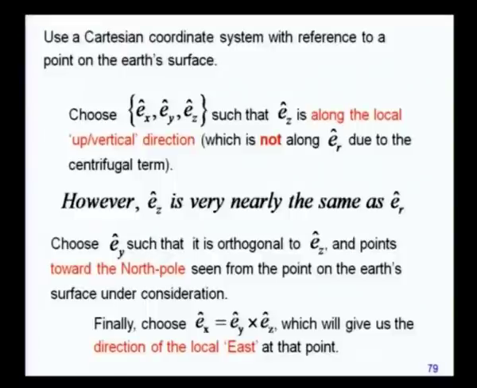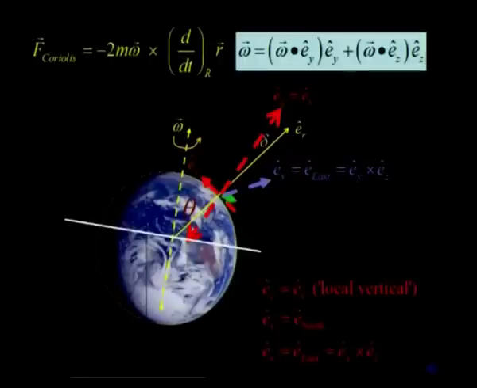Here our description of east is the cross product of Ey with Ez, because this cross product cannot point in other direction than the direction which is orthogonal to both Ey and Ez, and there is only one such direction, and this direction does not care where the sun is rising from on that given day. So, this is your direction of the local east.